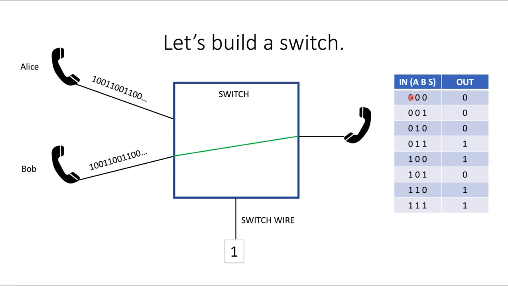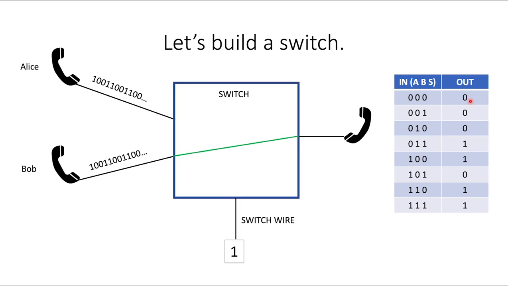In this situation, there are three inputs: A, which stands for Alice, B, which stands for Bob, and S, which stands for switch wire. Alice will be the first column, Bob the second, and switch the third. Okay, so let's say the switch wire is on 0, and Alice and Bob are both transmitting zeros. What should happen? The switch wire on 0 means that I should be listening to Alice. But Alice is saying 0. So the output is 0, so I hear a 0.